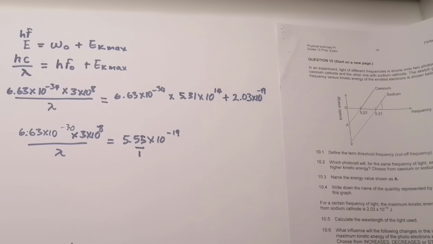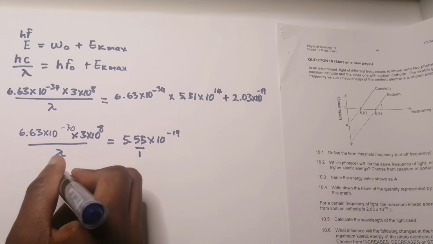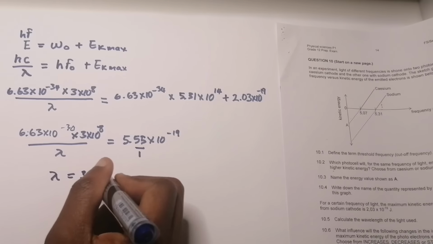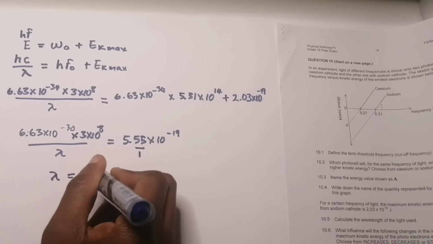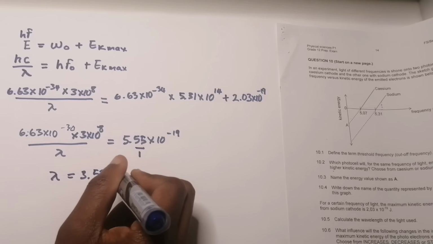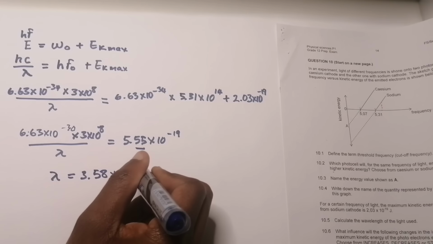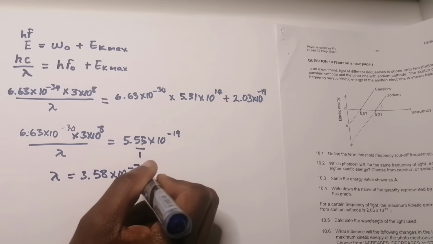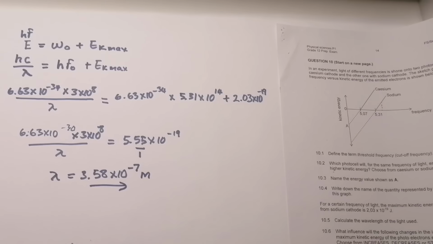All right, I get an answer of 3.58. So please try to work that out on your own. So that's 3.58 times 10 to the power minus 7 meters. That's the answer that I get. Okay, please try to work it out on your own.